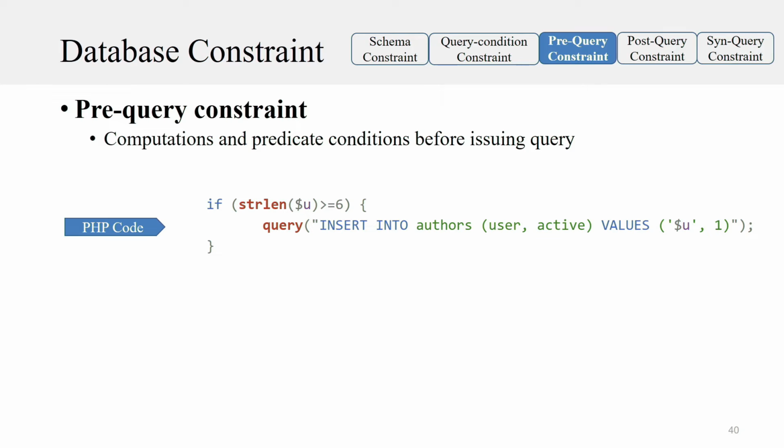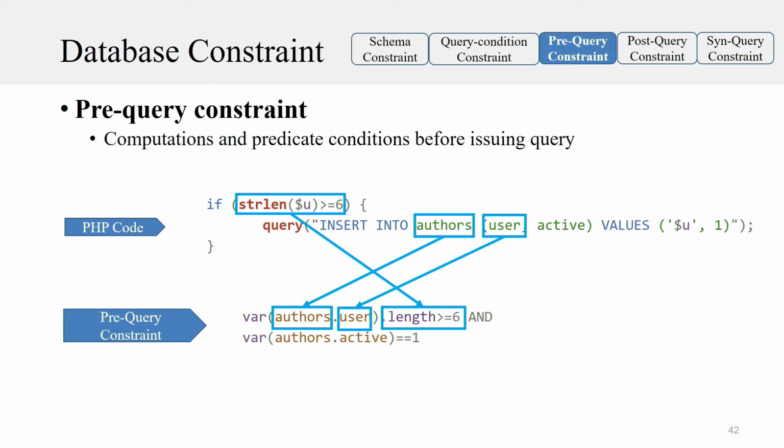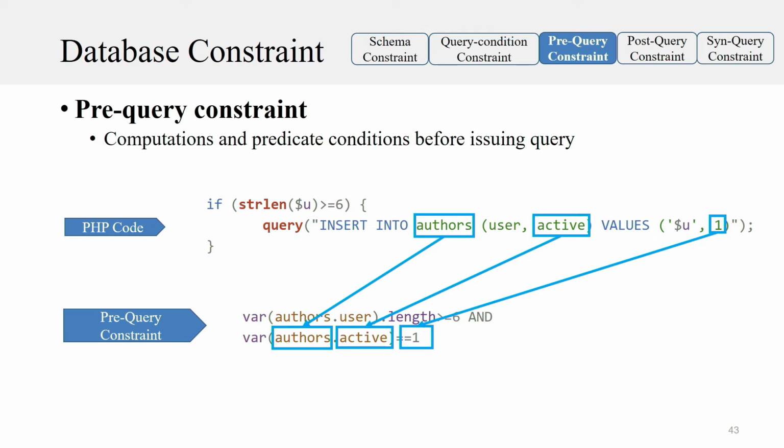The next type is the pre-query constraint. SynthDB extracts constraints from the computation and the predicates before the construction of queries. So for example, before the insert query is constructed, the involved variable u here will go through this string length operation, and then it will be compared to a constant value. This operation can be formulated as a constraint on the possible value for that database field. The constant value used in the insert query can also be extracted as a constraint.